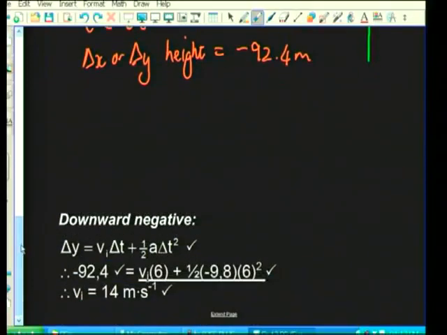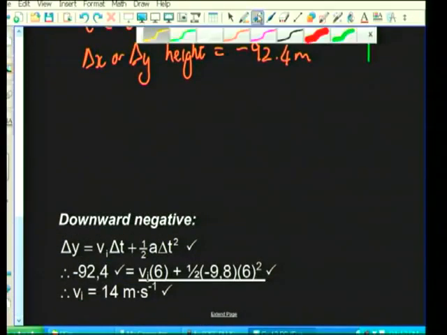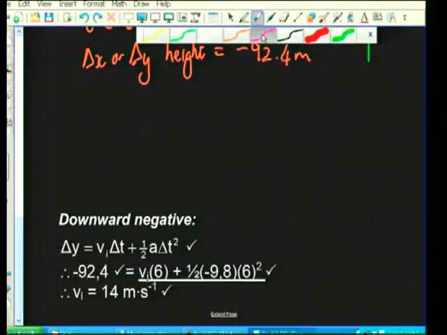And I've got the final answer written here. Let's just talk about it. Delta y is equal to initial velocity times time plus a half at squared. You will always get a mark for writing that equation. It's given on the data sheet. You need to choose the appropriate equation and then write it down. Make sure you write it down correctly, of course. Plugging in your values, substituting your values. Notice I'm choosing down as negative, or so up as positive. So the height it's fallen is a negative value.